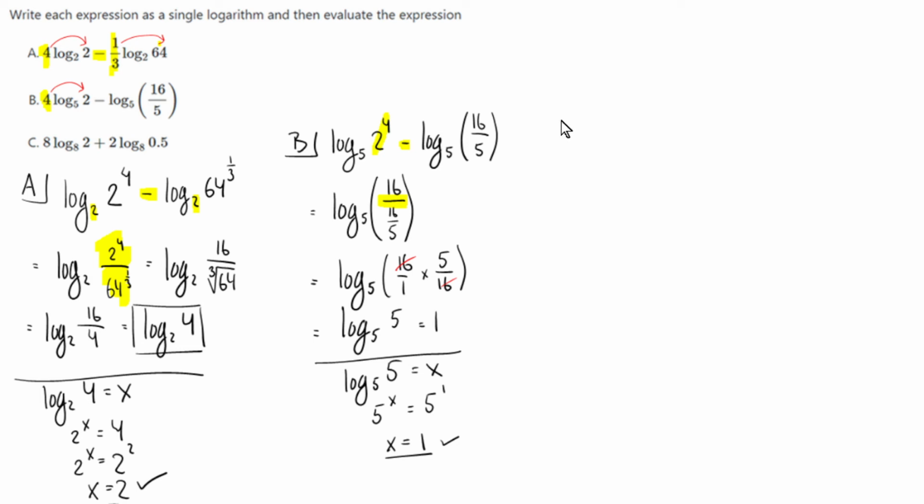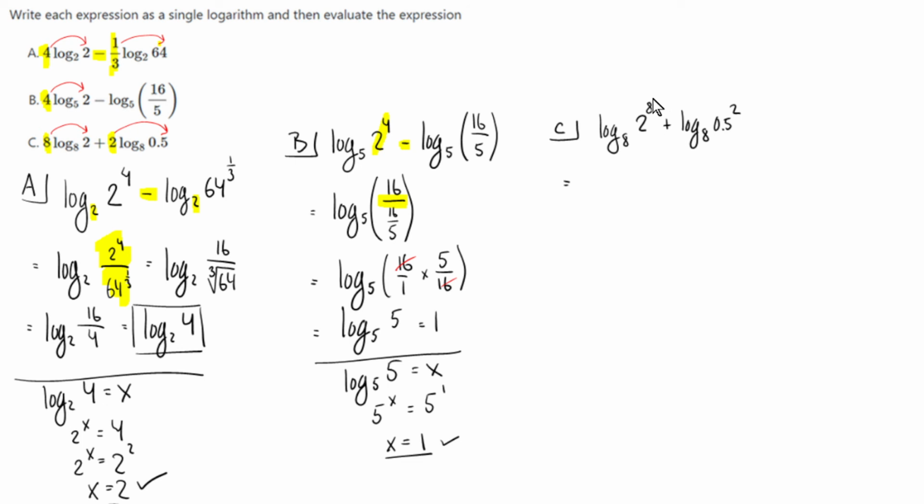And then finally C. So again, we're going to apply the power law. So we're going to move these numerical coefficients into the log, and they will become the exponents of the argument. So we can rewrite the following log expression as log 8 of 2 to the power of 8 plus log 8 of 0.5 to the power of 2.